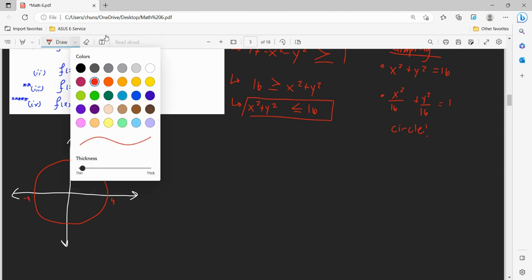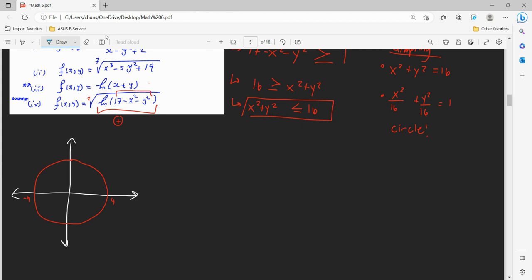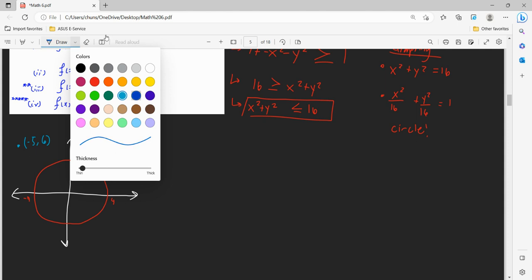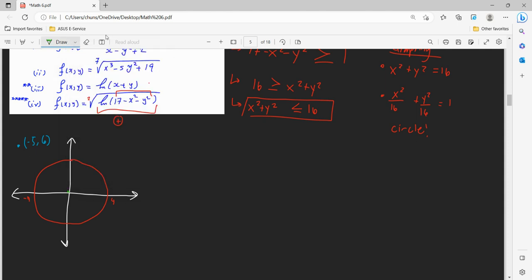So we have two regions to consider. We have inside our circle and outside. So we're going to do two different test points. We're going to do outside, and let's call this -5, 6, and inside, let's just use something simple, our origin. So let's test inside to see if it fits our expectations.